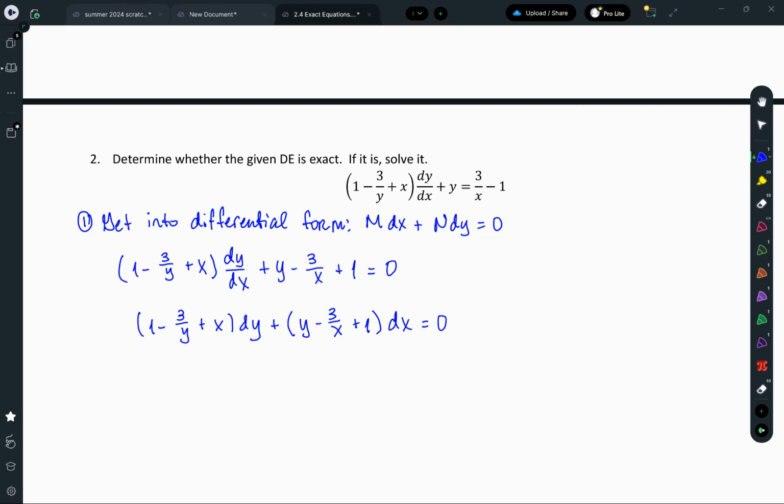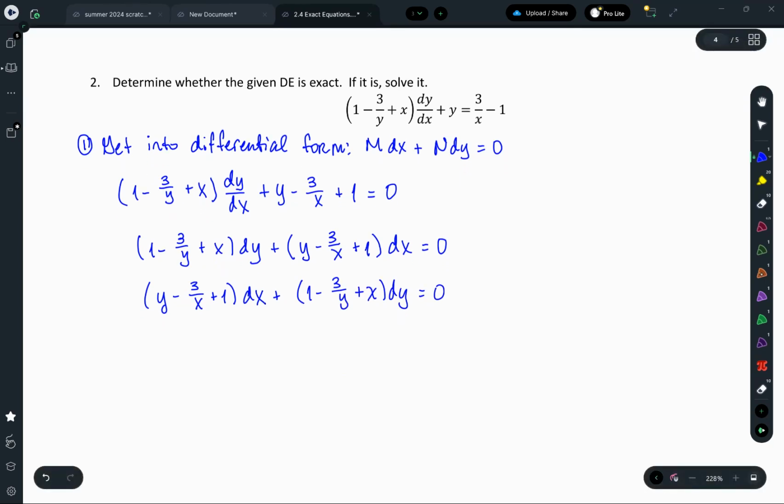Now notice that these are actually in the wrong order. I have the dy first and I have the dx second. That's not a problem, but it can mess with you in your homework. So we really should have things in the right form where the dx term comes first. So one more rewrite: (y minus 3 over x plus 1) dx plus, in parentheses, (1 minus 3 over y plus x) dy is equal to 0. Now we're in differential form.